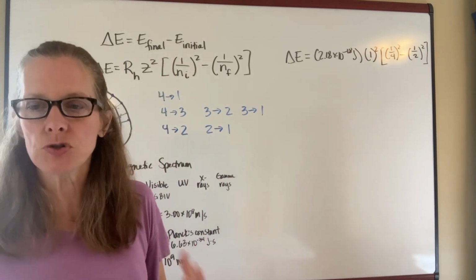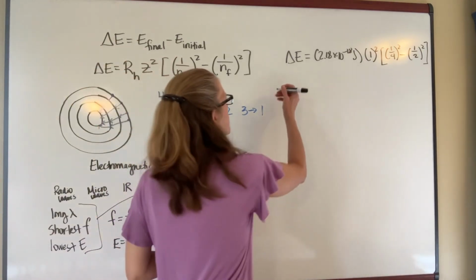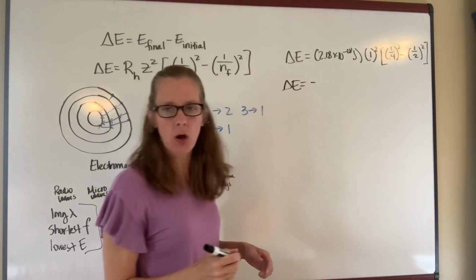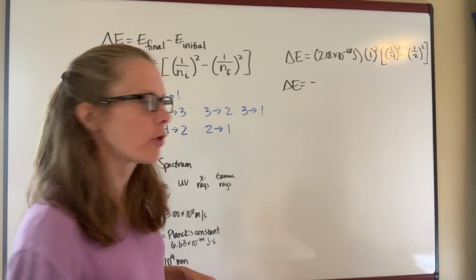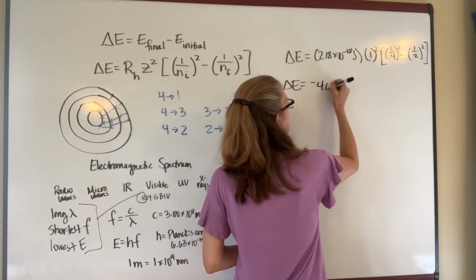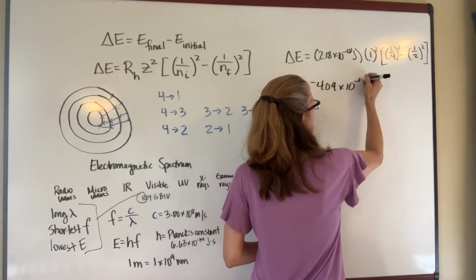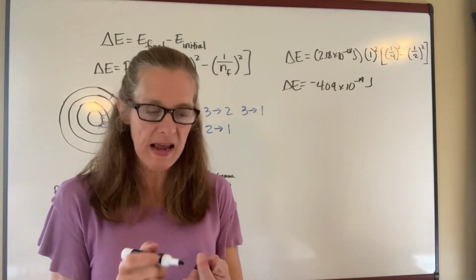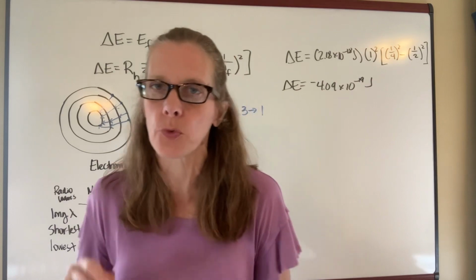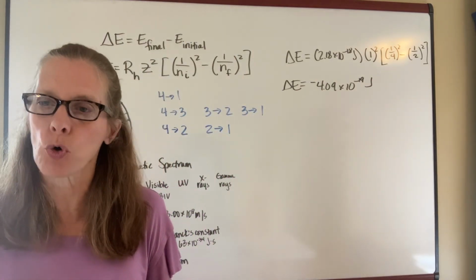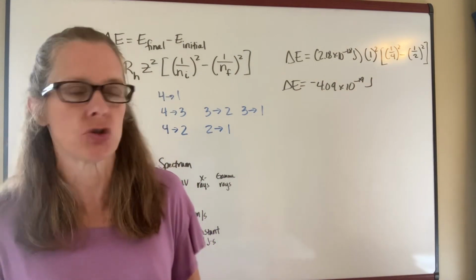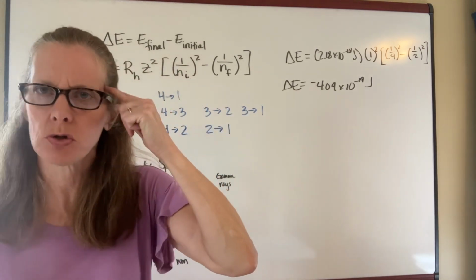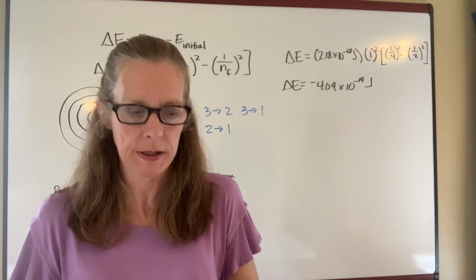All right, when you do that, you should come up with a negative number. It's going to be negative 4.09 times 10 to the minus 19th joules. Okay, now why is it negative? Well, it's negative because it went from the 4th Bohr orbit to the 2nd Bohr orbit, and that means it had to lose energy. It gave off energy, so that number should be negative. That's a check you can do in your head to make sure that you plugged everything in correctly.